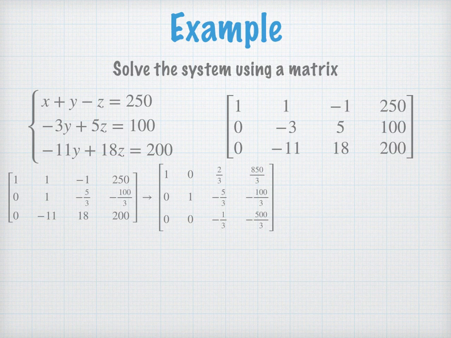So our second row, our second column is now in good shape. So our first column, second column, both looking good. So now we need to look at that third column. Our third row needs to have a 1 there. So that negative 1/3 down there needs to be a positive 1.